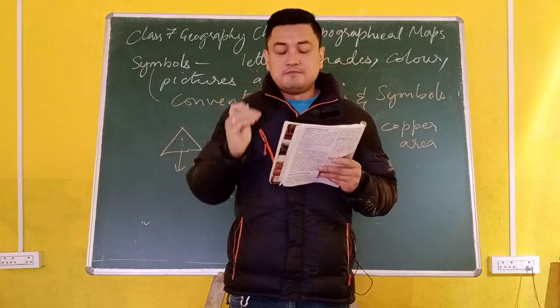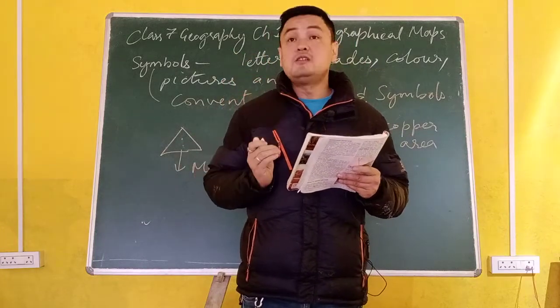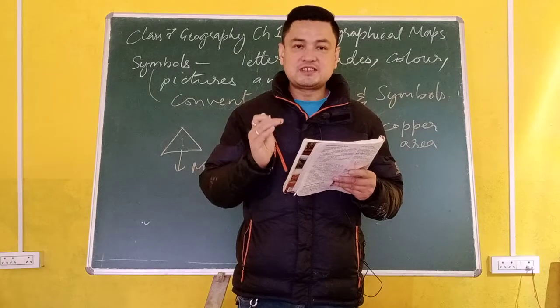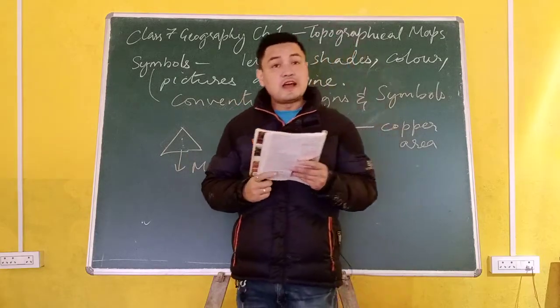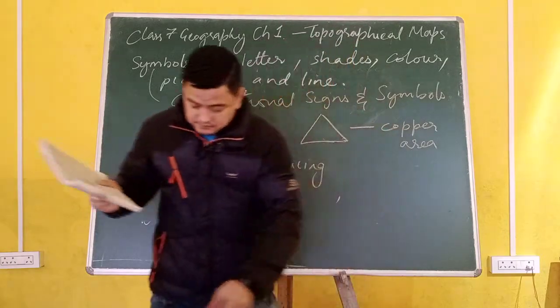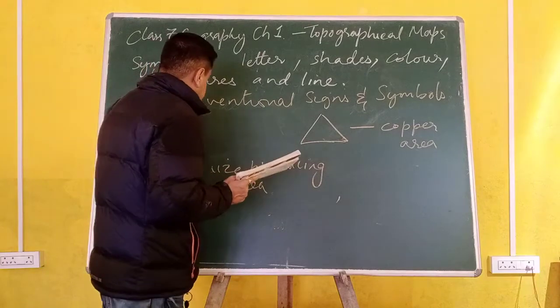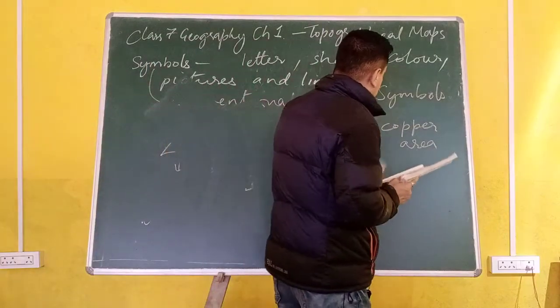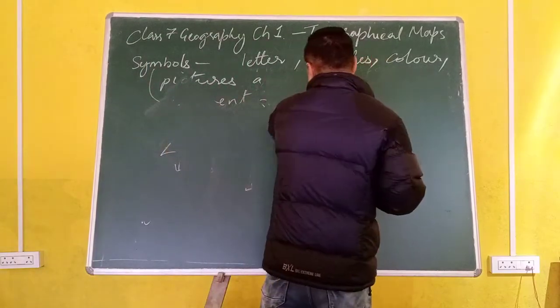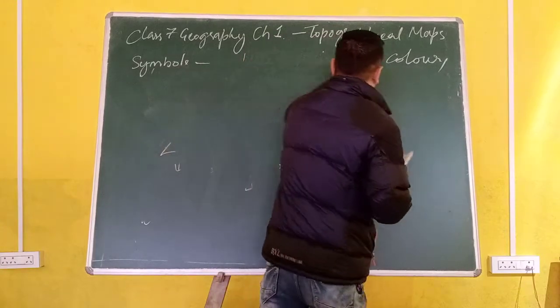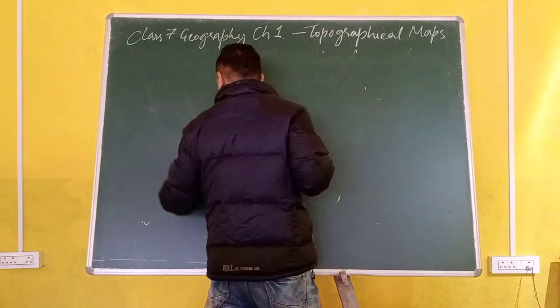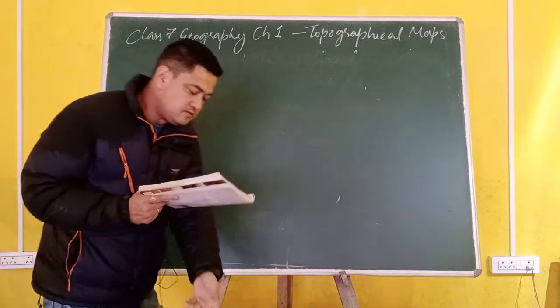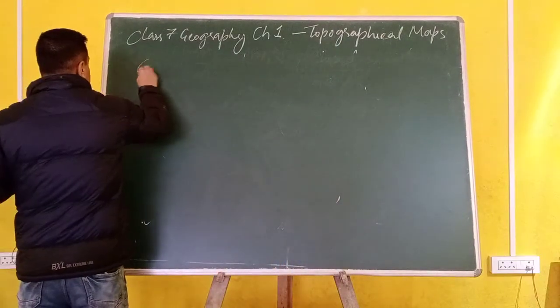The conventional symbols fixed for topographical maps will be discussed here. Let's look at the color symbols now. These color symbols are also called conventional signs and symbols. We are looking at the color symbols.